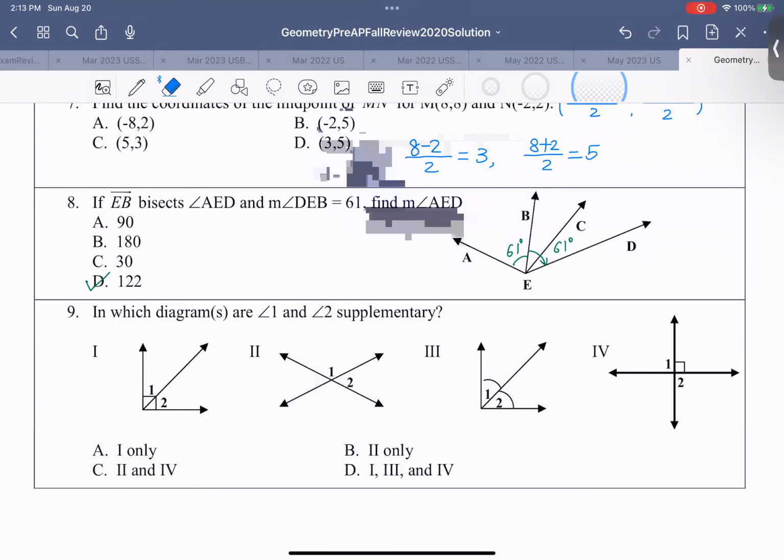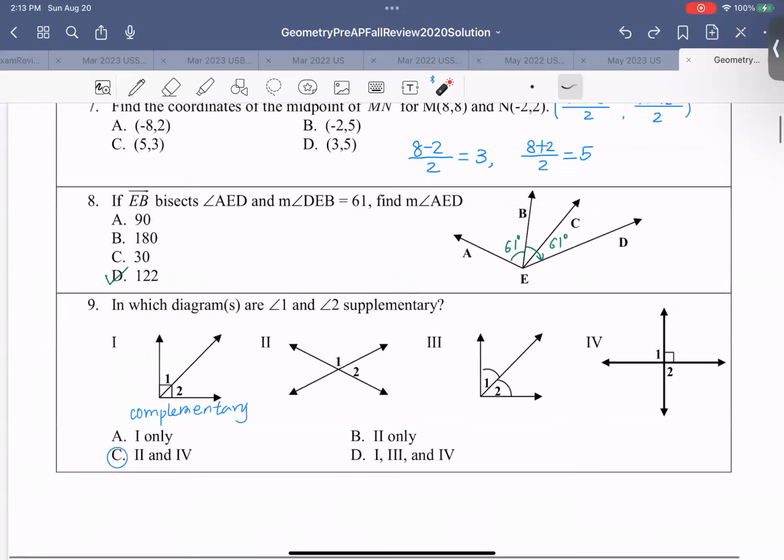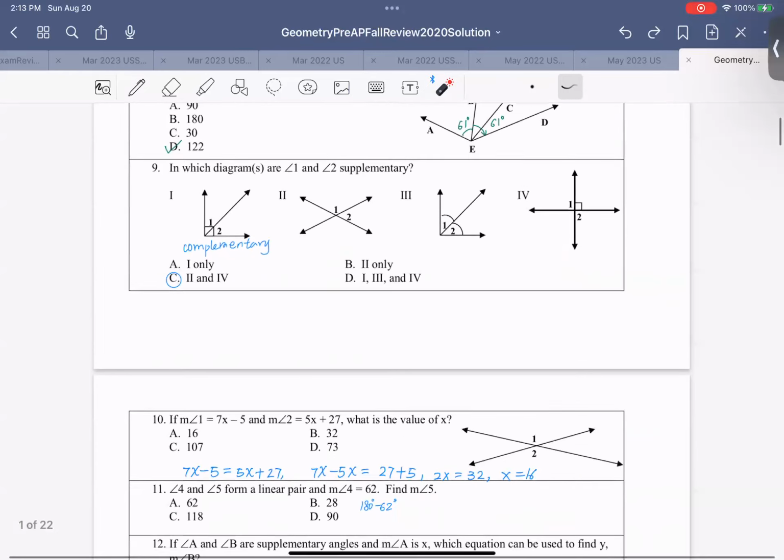Next one, Sophie, number 9, please. In which diagrams are angle 1 and angle 2 supplementary? Who is this called? Complementary. This one? Supplementary. And this guy? Perpendicular. Yeah, so this is 90. This is also 90. As long as their summation is 180, it is also called supplementary. Okay? That makes sense. As long as the angle summation equals 180, it's going to be called supplementary. Okay? That's number 9.